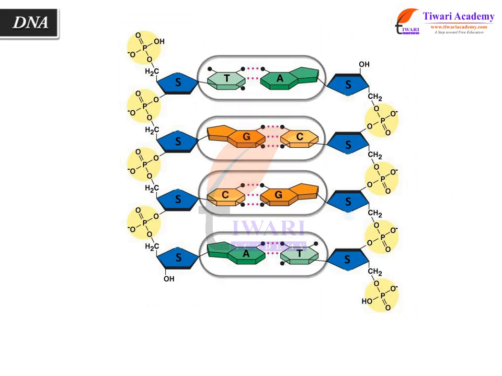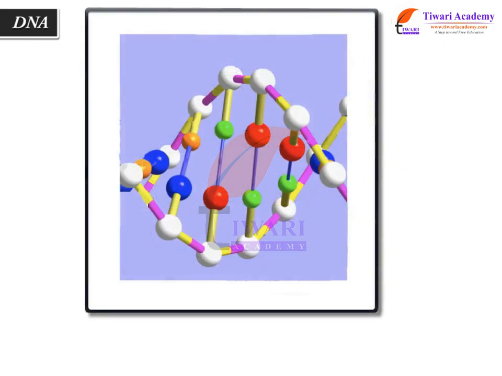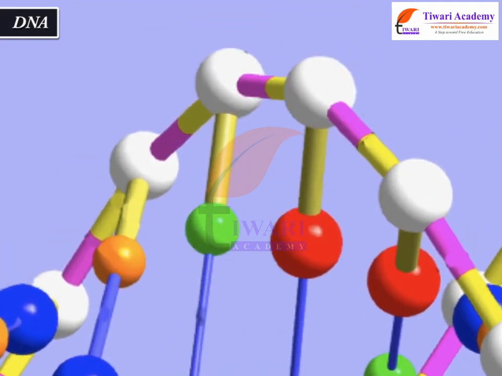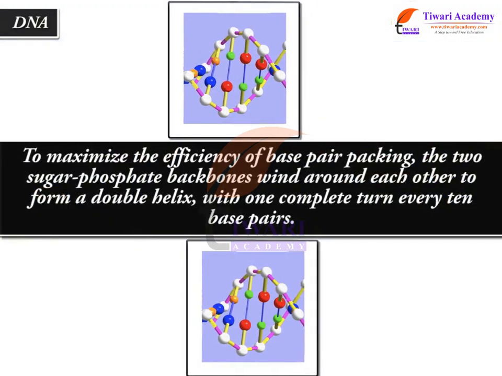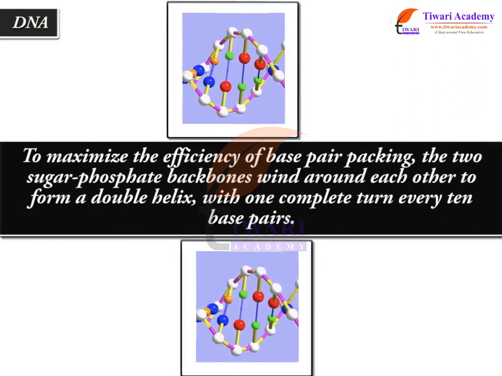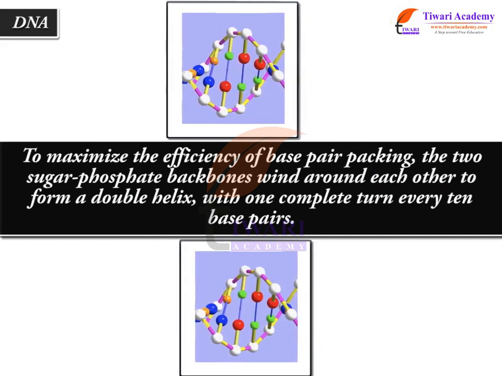This complementary base pairing enables the base pairs to be packed in the energetically most favorable arrangement in the interior of the double helix. In this arrangement, each base pair is of similar width, thus holding the sugar-phosphate backbones an equal distance apart along the DNA molecule. To maximize the efficiency of base pair packing, the two sugar-phosphate backbones wind around each other to form a double helix with one complete turn every 10 base pairs.